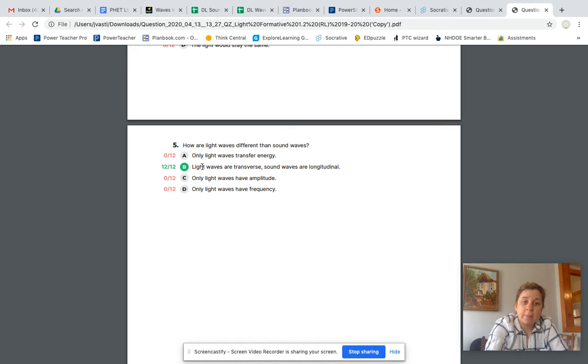But if we look, light waves are transverse, where sound waves are longitudinal. So remember, light waves are transverse. They can travel through a vacuum, and that's why the sun emits light and we can see it here, because space is a vacuum. So light waves can travel through a vacuum. Sound waves, however, cannot travel through a vacuum. They're longitudinal, so they do need a medium to travel through, okay? That's the big difference between light waves and sound waves, okay?